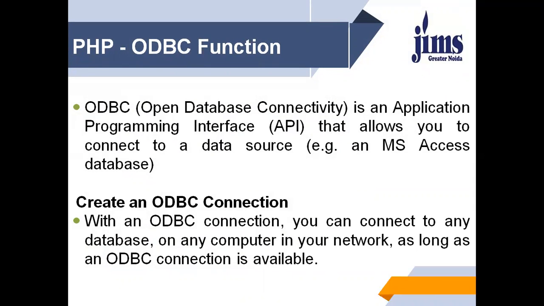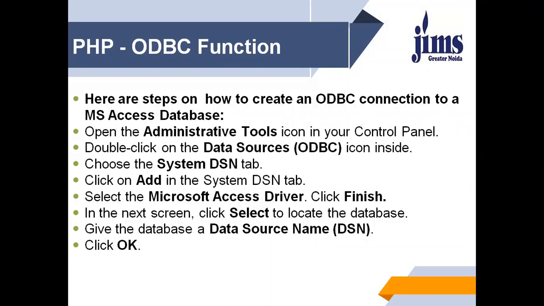With an ODBC connection, you can connect to any database on any computer in your network as long as the ODBC connection is available. So here are the steps on how to create an ODBC connection to an MS Access database. Open the Administrative Tools icon in your Control Panel. Double click on the Data Sources ODBC icon inside. Choose the System DSN tab, click Add, select the Microsoft Access driver, and then click Finish. In the next screen, click on Select to locate the database, give the database a DSN, data source name, then click OK.